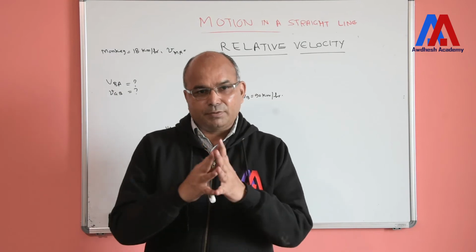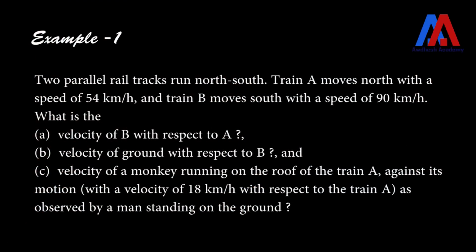Now let's solve the first problem of this chapter. Two parallel rail tracks run north-south. Train A moves north with a speed of 54 km per hour and train B moves south with a speed of 90 km per hour. Now, what is the velocity of B with respect to A? What is the velocity of ground with respect to B?